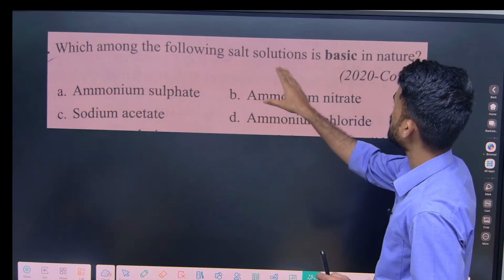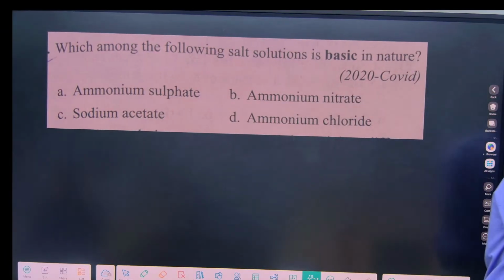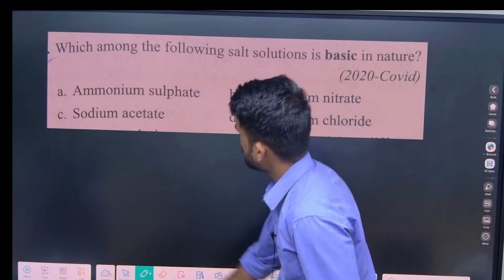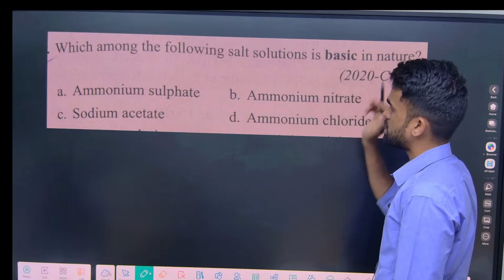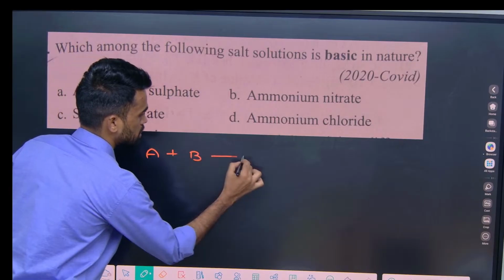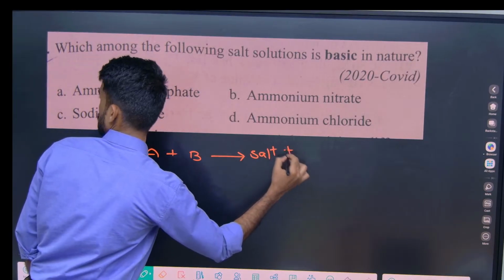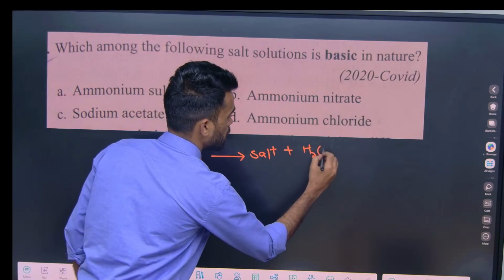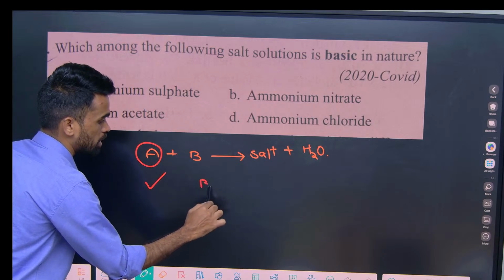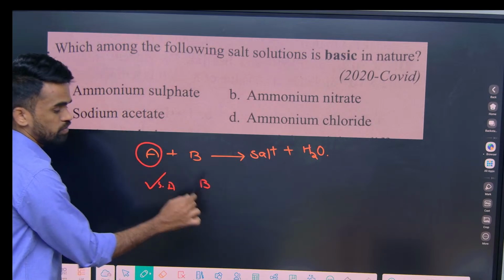Which among the salt solutions is basic in nature? Which of them are basic in nature, they are asking. So how can you solve that? See, we know a salt is formed by the mixture of an acid and a base. So it will give you salt plus water. Now if I say a strong acid and a weak base are combined, the resultant solution will also be formed, and a salt will be formed.